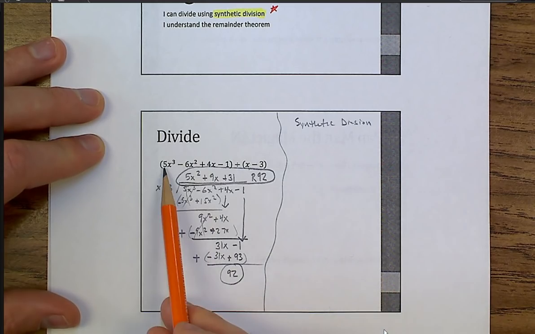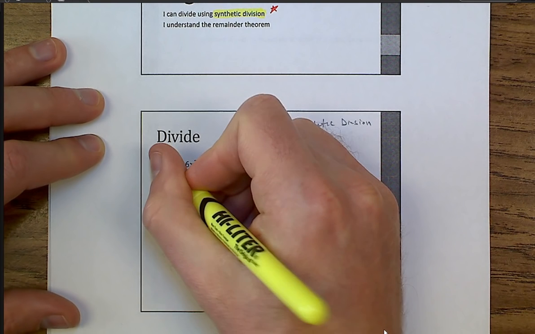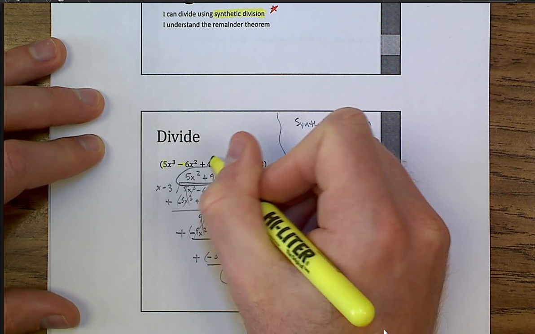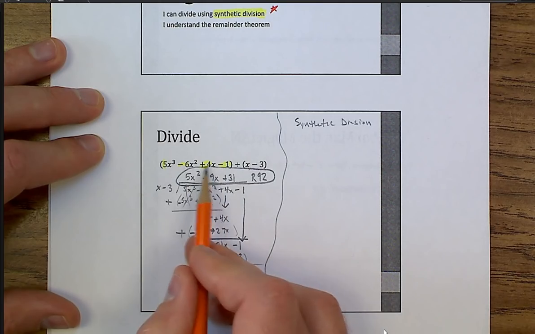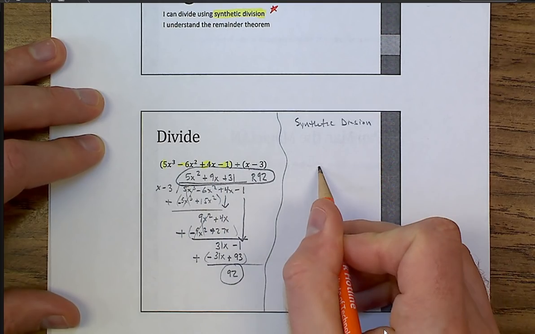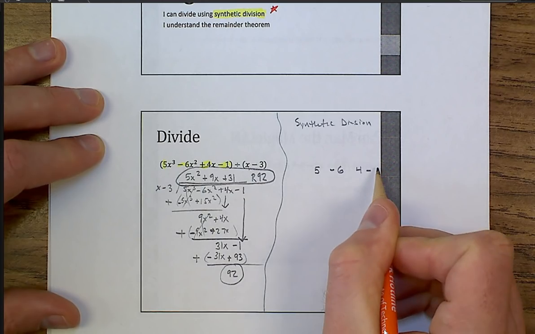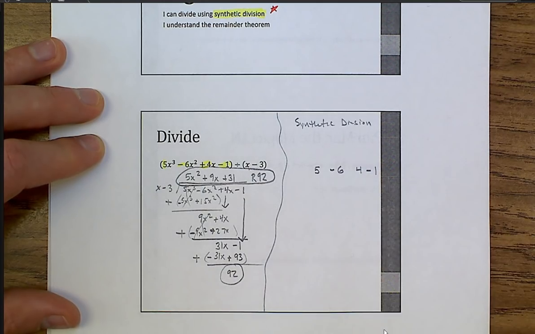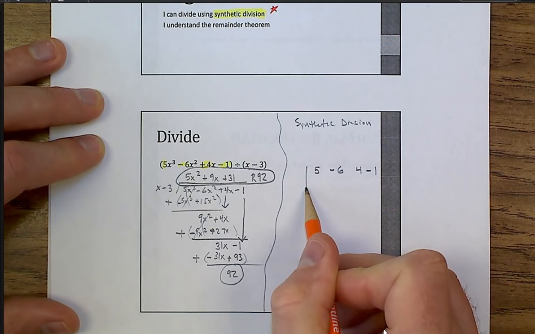You're going to use the coefficients of each term and write them in a line. So you have 5, you have negative 6, you have positive 4, and you have negative 1. And just like before, if you had any missing degree numbers, you'd plug in a 0. So we go 5, negative 6, 4, and negative 1. And we write them right in order. Okay? Make a little L here, okay?